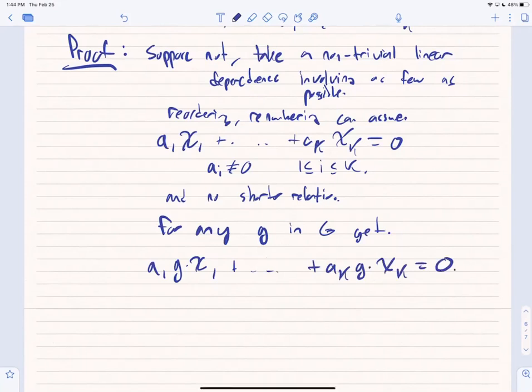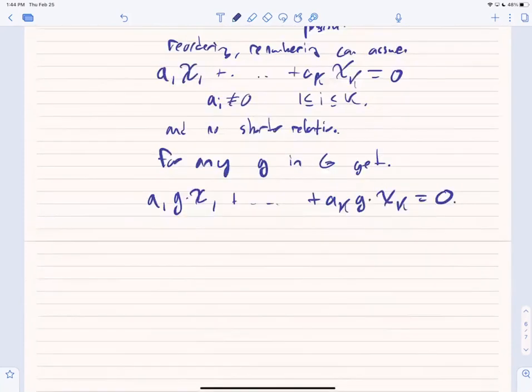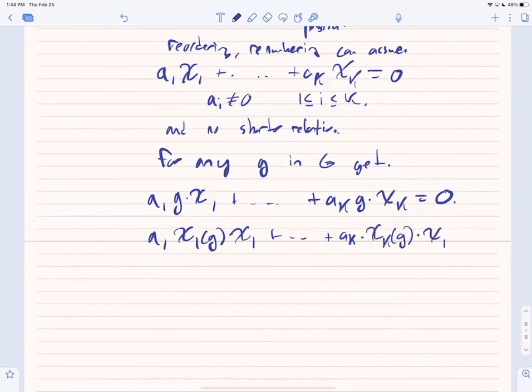If I apply G, so G is acting by right translation. So G dot chi1 is just evaluated at T as chi1 of T times G. So the same right translation action we were looking at before. Okay. And so this is equal to A1 times chi1 of G times chi1 plus AK times chi k of G times chi k.